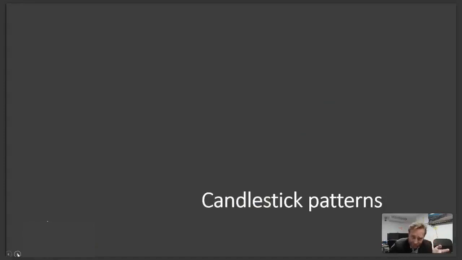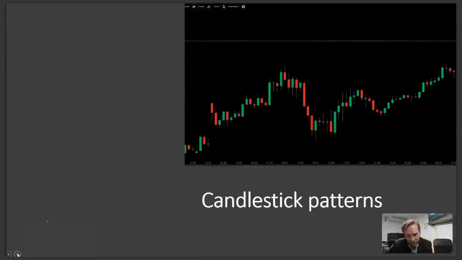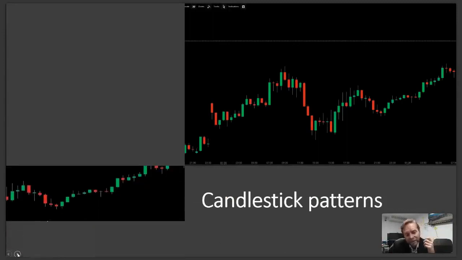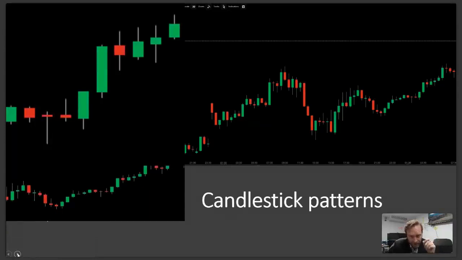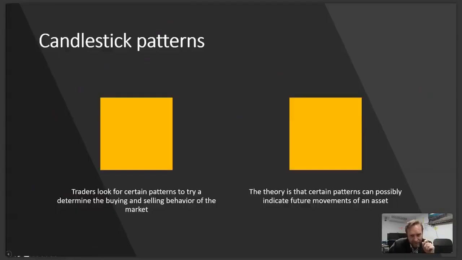This is where we come down to candlestick patterns, because there are theories and there are patterns of the way the candles are formed that could possibly indicate to us where the market may go. Now, we look at the chart initially, we see a lot of bars or candles, lots of pretty colors. It's very nice. But if we take a closer look, we can potentially start seeing patterns. And it's those patterns we try to identify, because traders look for certain patterns to try and determine the buying and selling behavior of the market.